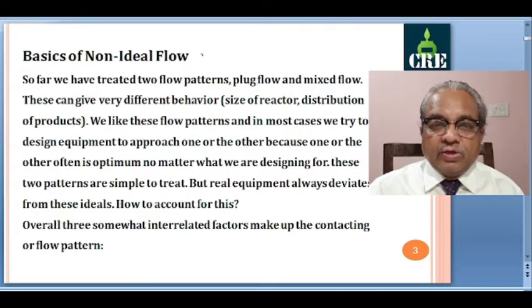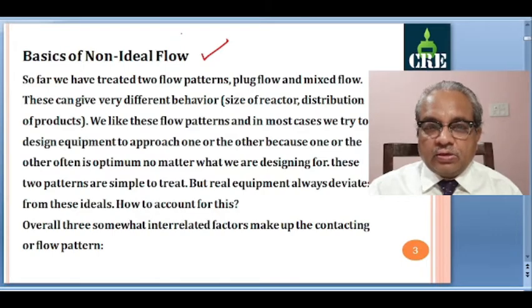So far we have studied ideal reactors, ideal reactor models, and there we had certain assumptions. Like in mixed flow reactor there is uniform mixing throughout the reactor, at any location the concentration is same, and same is the exit concentration. So perfect mix conditions we are assuming there.